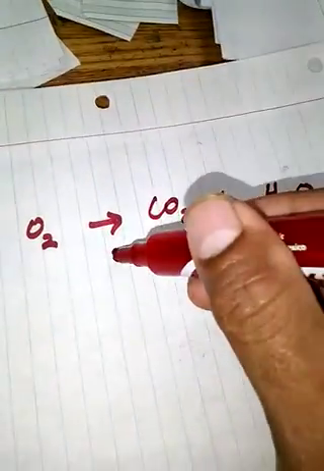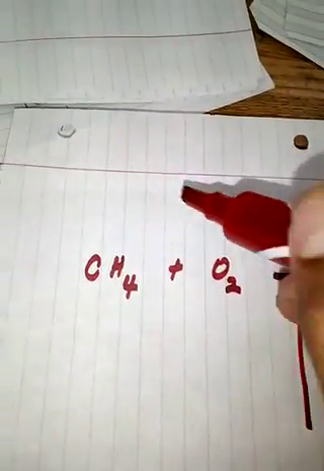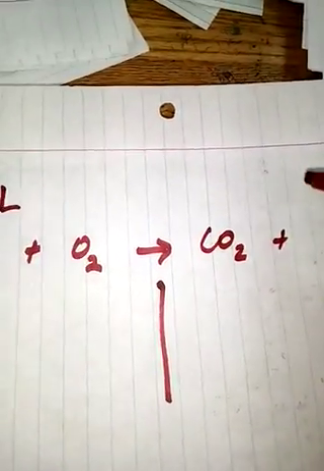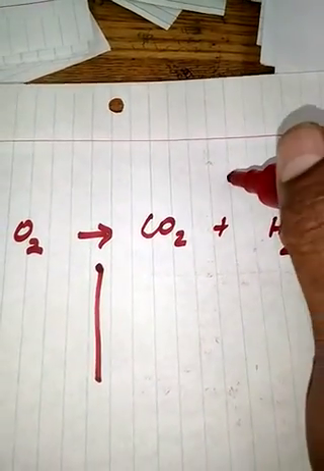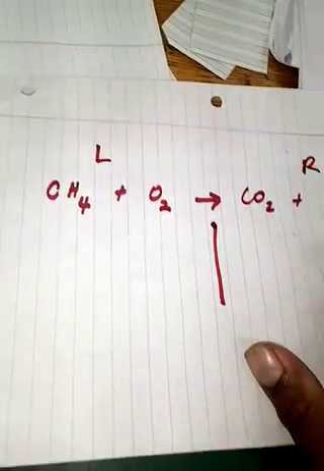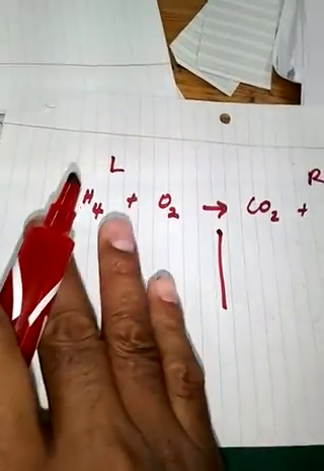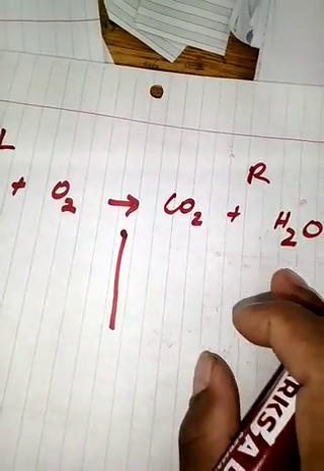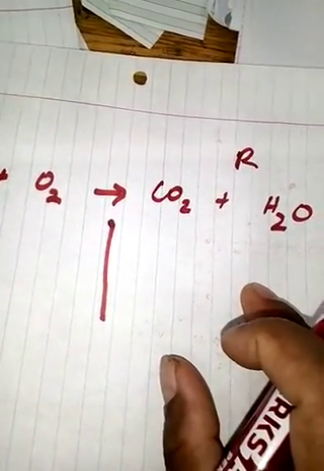Now what I reminded you of was, the first thing is you need to identify the products and the reactants. So you draw a line. The reactants are on the left side, and the products are on the right side. Whatever is produced is called the products.